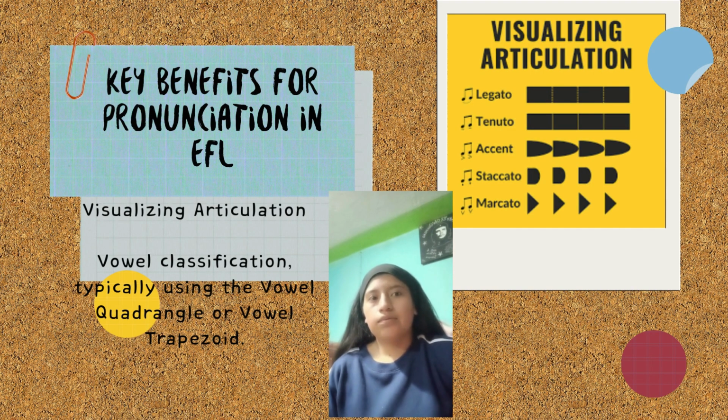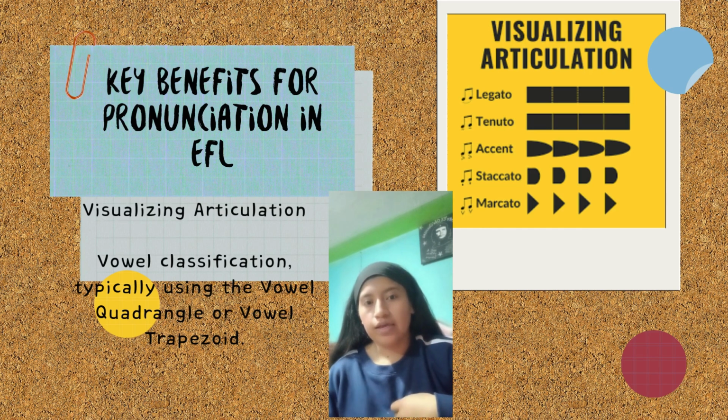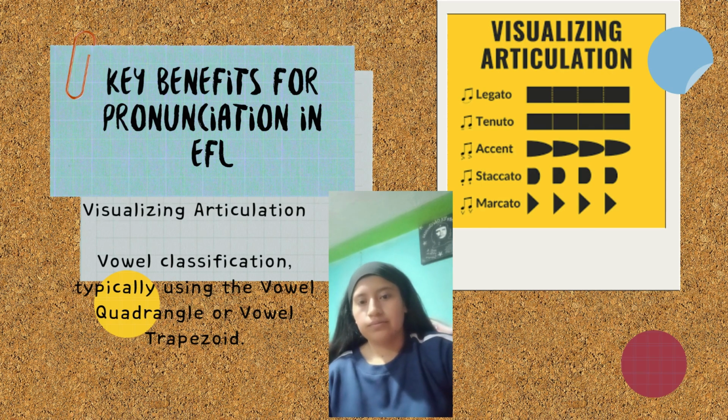The key benefit for pronunciation and EFL is visualizing articulation. Vowel classification is typically shown using the vowel quadrilateral and the vowel trapezoid. These organize the vowel sounds based on the three criteria: tongue height, tongue position, and lip rounding.